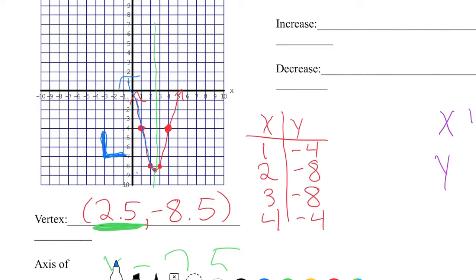If this graph goes to the left forever, our smallest X value involved on the left side is negative infinity. And then we're going to keep decreasing, decreasing, decreasing until our X values get to that 2.5. And there is a point there, so we're going to put a bracket.